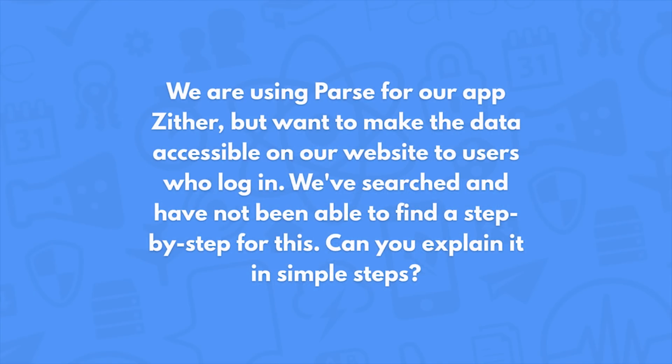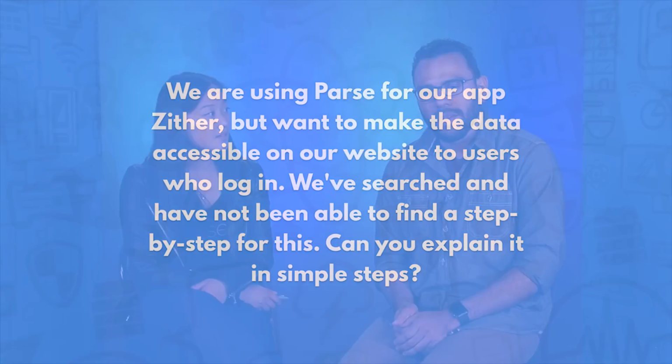We are using Parse for our app, Zither, but want to make the data accessible on our website to users who log in. We've searched and haven't been able to find a step-by-step example for this. Can you explain it in some simple steps?